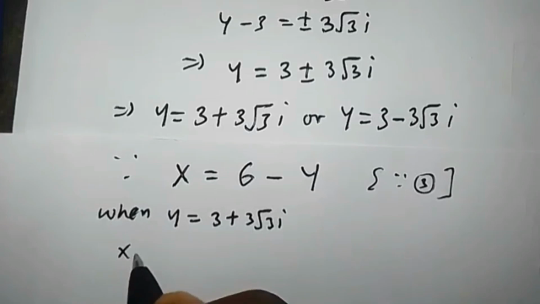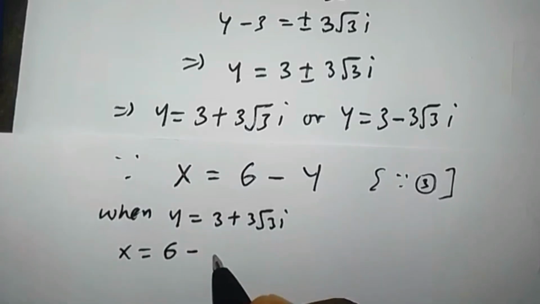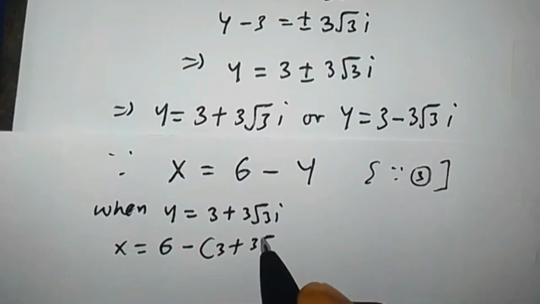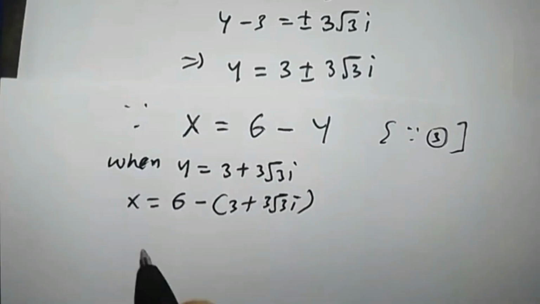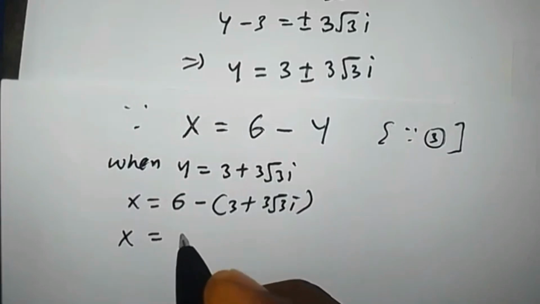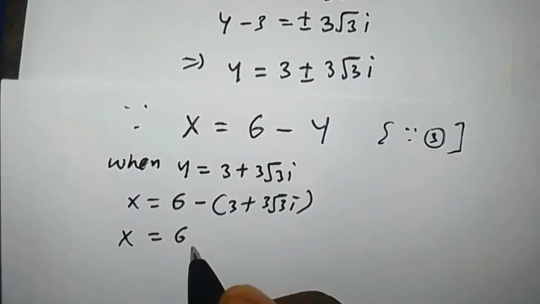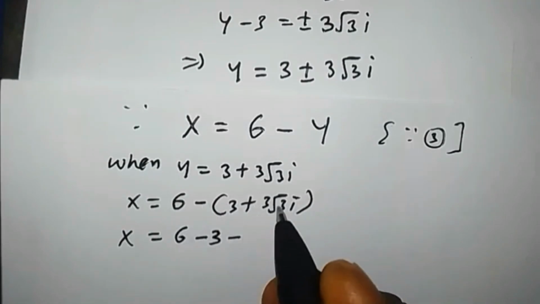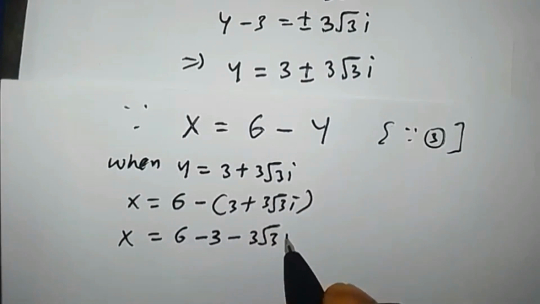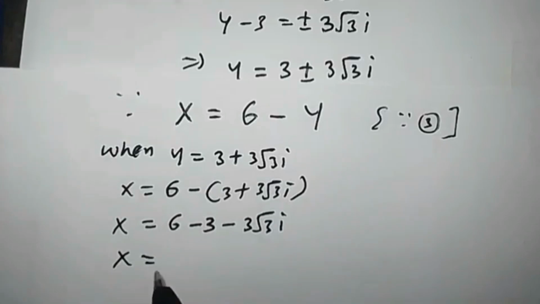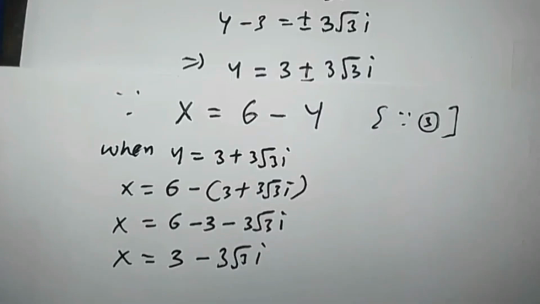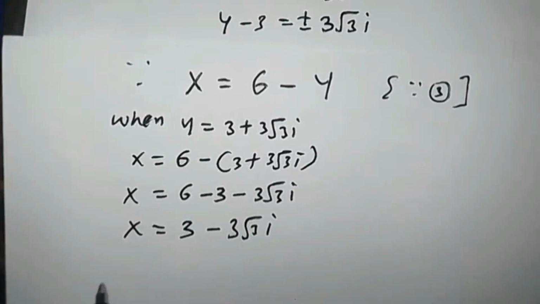So that will be x equals 6 minus, in place of y, we write this 3 plus 3 root 3i. X is equal to 6 minus 3, minus times plus is minus 3 root 3i. X equals 6 minus 3, 3 minus 3 square root of 3i. This is the value of x.